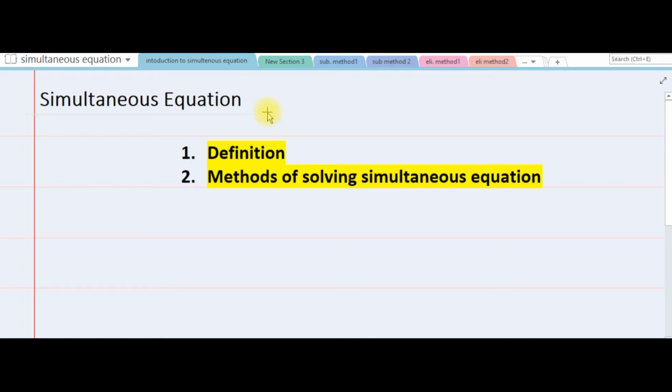You're welcome to this tutorial. The tutorial is titled Simultaneous Equation. And under simultaneous equation, we'll be looking at, first, the definition, and secondly, the methods of solving simultaneous equations.